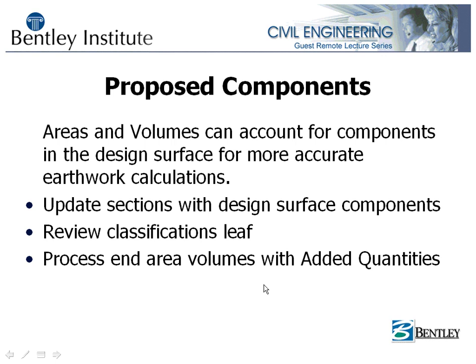So now back over to PowerPoint. Now that we've done some really basic cut and fill end area volumes, let's look at making some more advanced end area volumes. For instance, let's include proposed components from our design PSJ surface. To do that, we're going to have to update the sections with the components. We're also going to look at the classifications leaf to review the settings of these proposed components. And finally, we're going to process the end area volumes, and in doing so, we're going to add some quantities in a couple of areas.